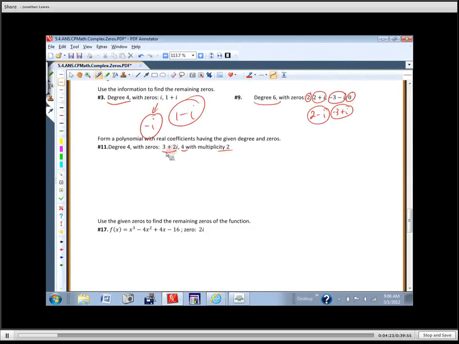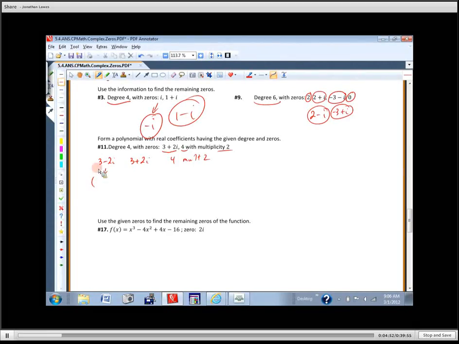So if 3 plus 2i is a 0, what else is a 0? Okay, so I've got 3 minus 2i, I've got 3 plus 2i, and I've got 4 with a multiplicity of 2. Okay, what's the factor that corresponds to this one? Don't say anything, just write it down. Because you're going to have to do this on the test and you're going to have to do this on the assignment. What factor would that correspond to? Hold on.